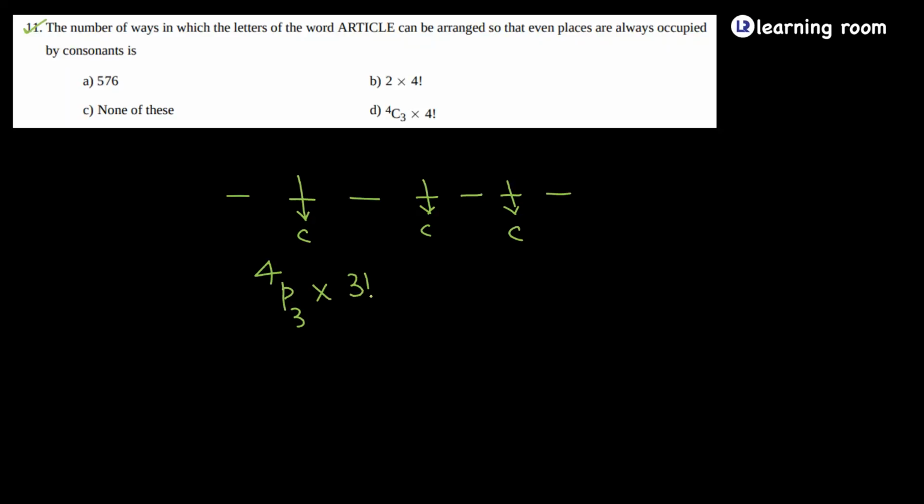So the answer should be 4P3 into 3 factorial. Right? So what is 4P3? 4P3 is 4 factorial divided by (4 minus 3) factorial, which is 1 factorial, into 3 factorial, which is 6. Basically, it is 24 into 6. Am I right? So it is going to be 144. 144 is not there. So 144 into 4 is 576. Let me check what is the answer.